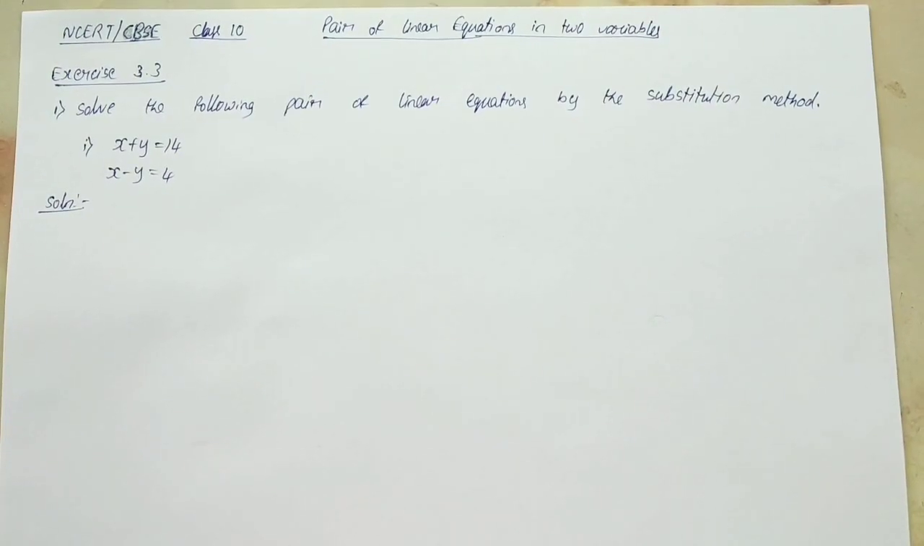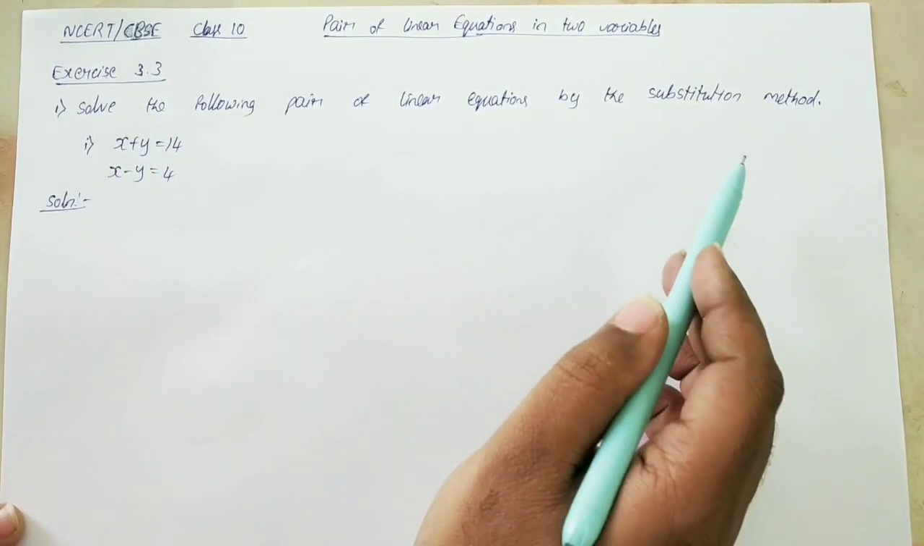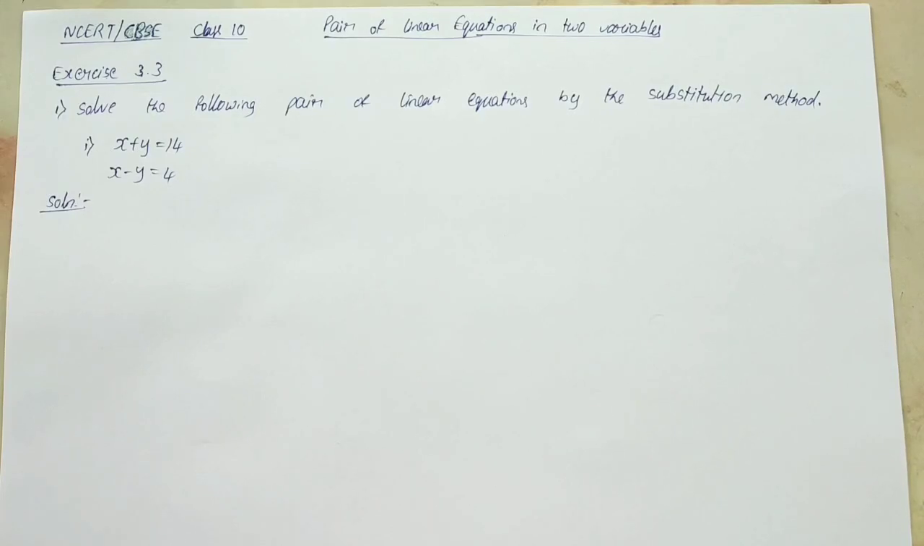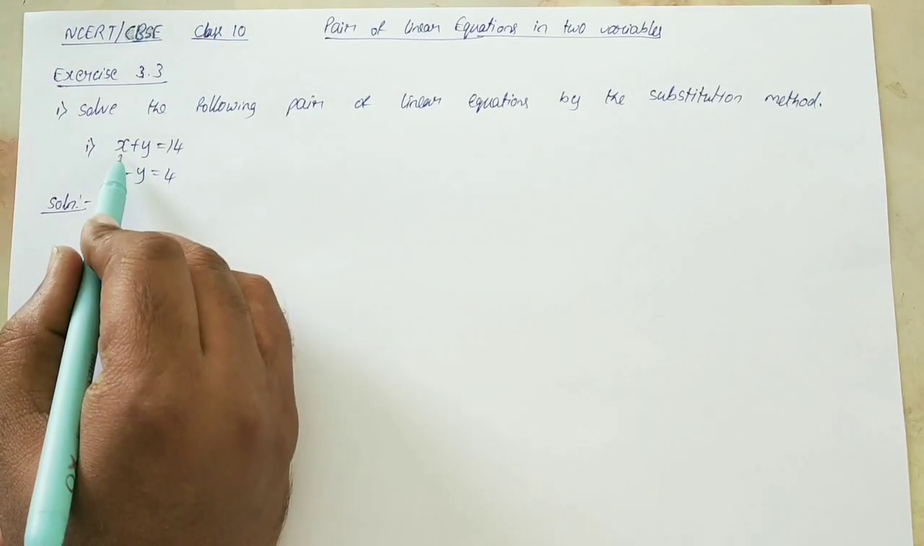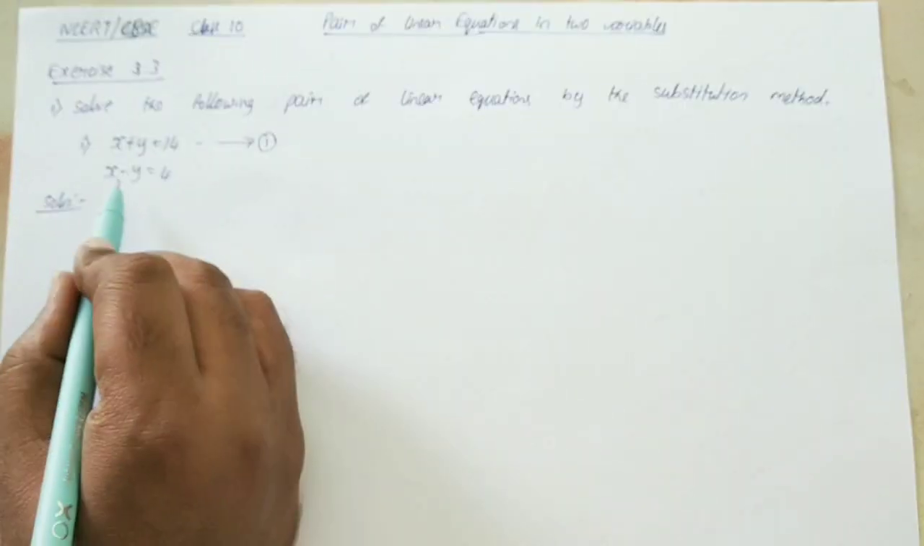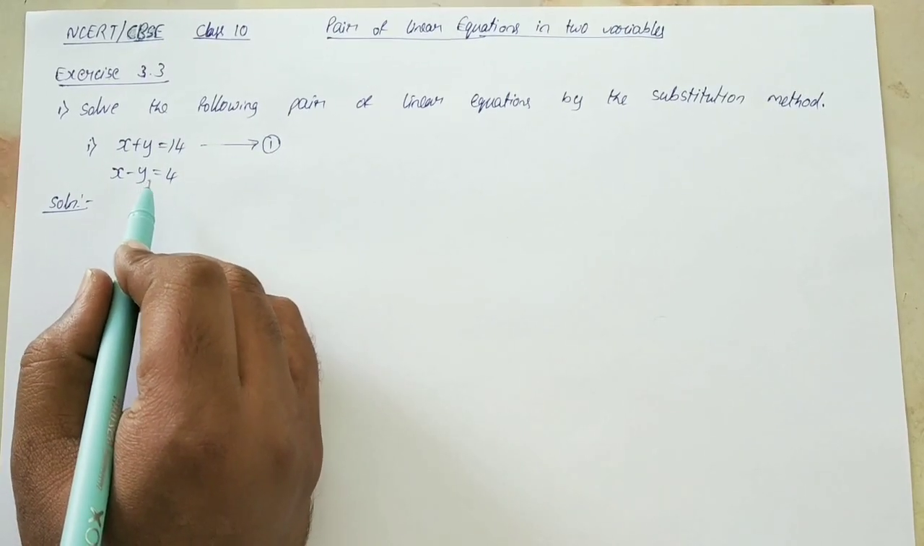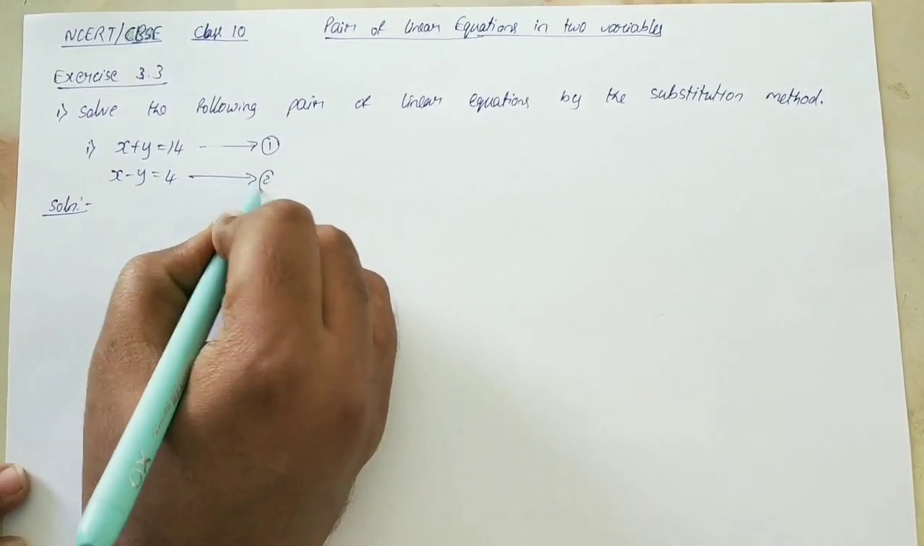Today we are going to solve the first question of exercise 3.3 of the chapter Pair of Linear Equations in Two Variables. The question is: solve the following pair of linear equations by substitution method. So the first equation is x plus y is equal to 14, and the second equation is x minus y is equal to 4.